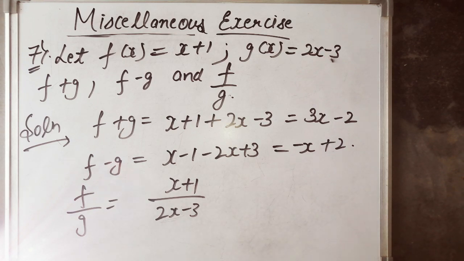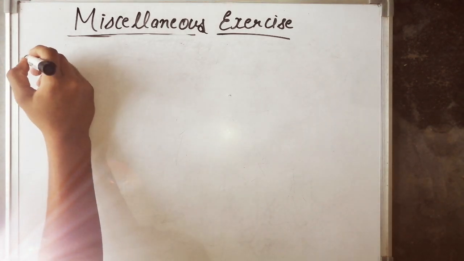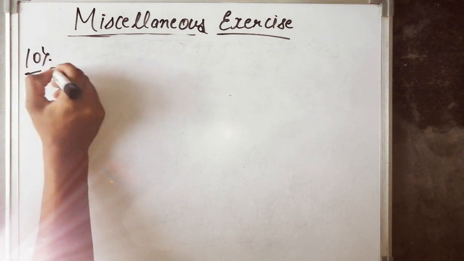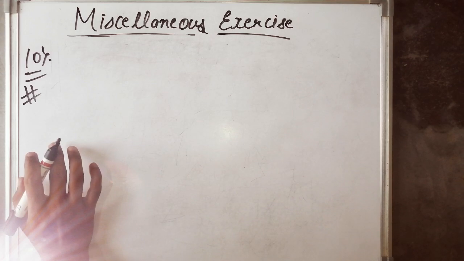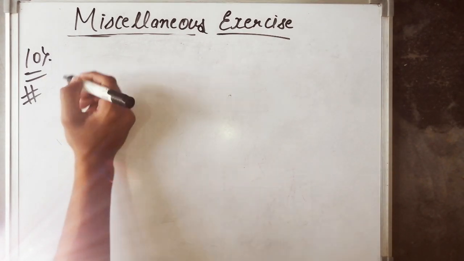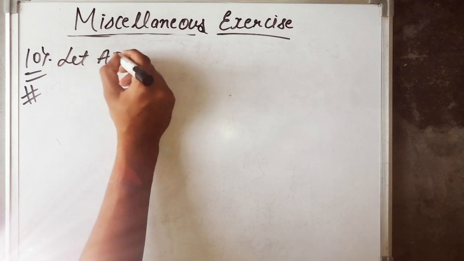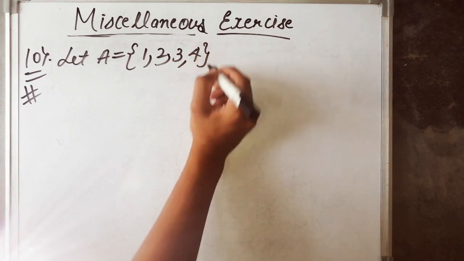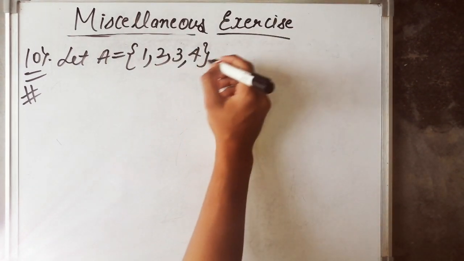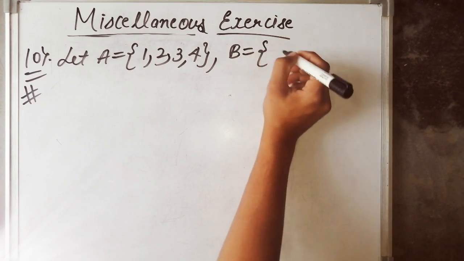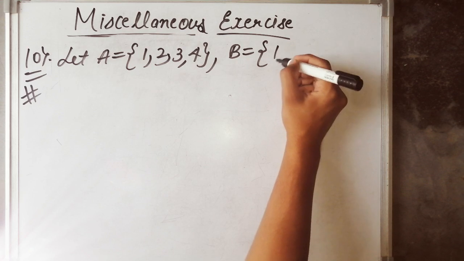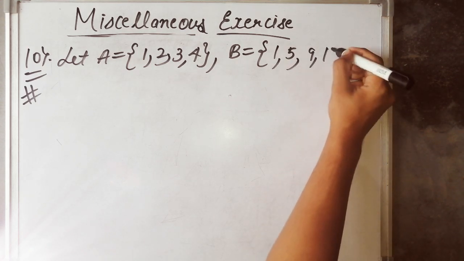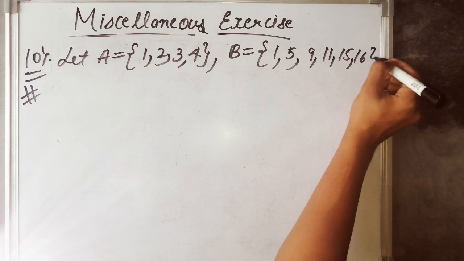They have just changed the statement and everything else is the same in these questions. Now let's take the 10th question, which is very important. Before that, pause the video to note it down. I'm marking this with a hash because it is very important. Let A equal 1, 2, 3, 4 and B equal 1, 5, 9, 11, 15 and 16.